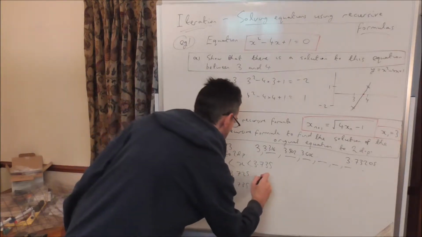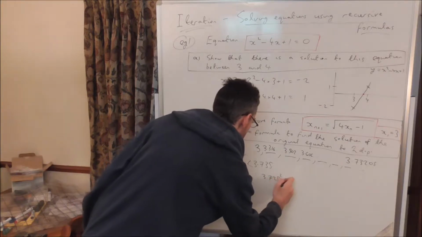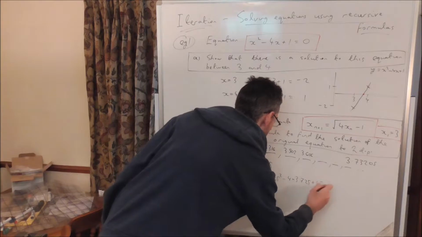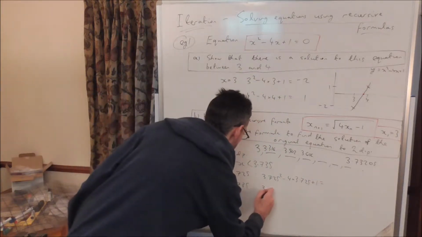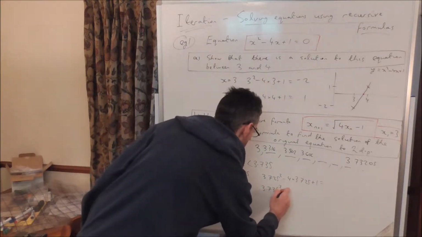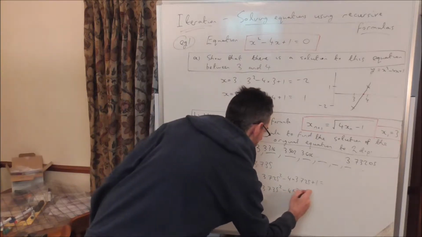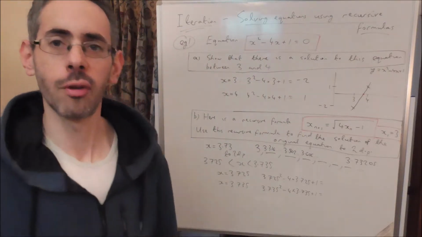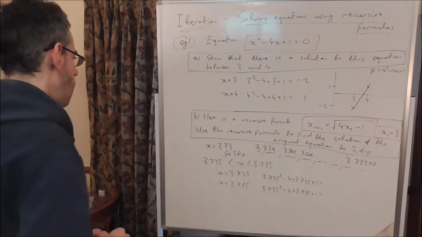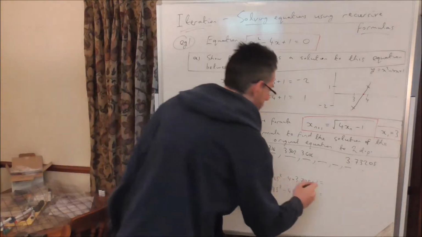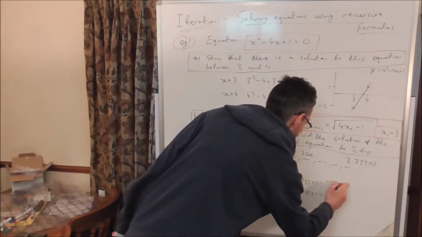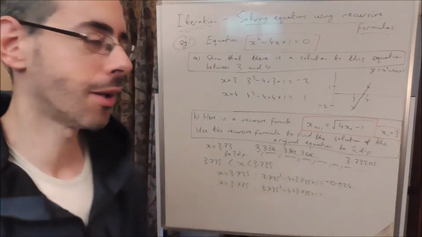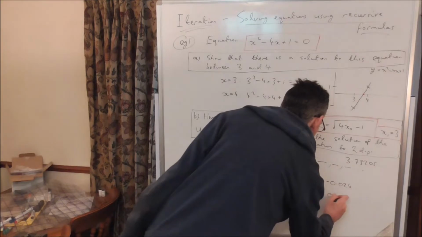So with 3.725, you get 3.725 squared minus 4 times 3.725 plus 1. So you could try that and see what number you get. And then do the same with 3.735 squared minus 4 times 3.735 plus 1. So we're looking for one answer to be smaller than 0 and one answer to be bigger than 0. And actually, if you put these numbers in, when you put 3.725 in, you get minus 0.024. And when you put 3.735 in, you get 0.010.